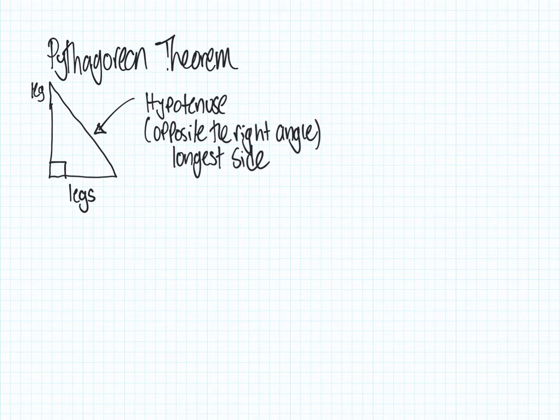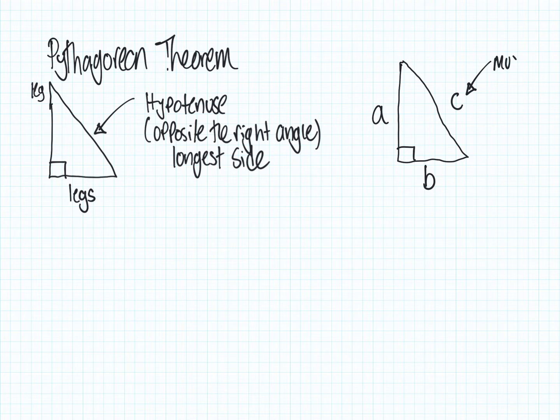If we break this down, when we've learned about this in class, we've looked at giving these sides letters. So we've got this side here, which is C, we've got A, and we've got B. A and B are interchangeable, but C must always be the hypotenuse.